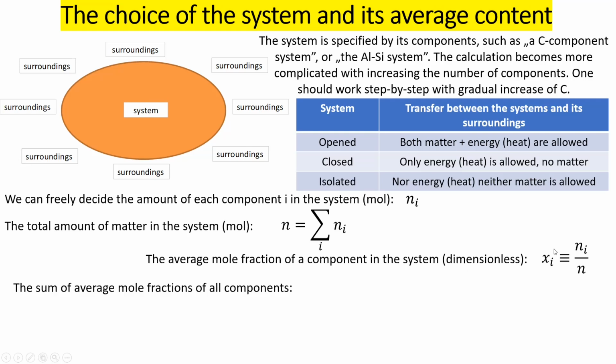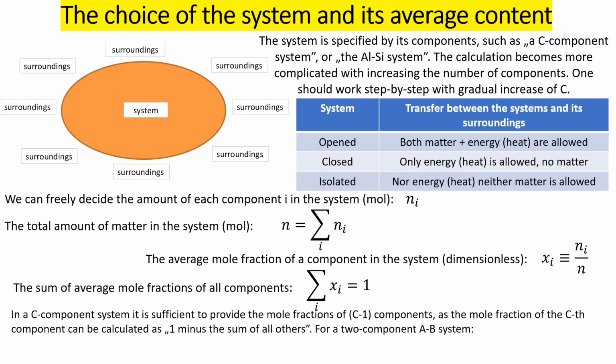And then, if you add all of the xi's in the system, then obviously you get 1. This is simply because if you are adding all parts of anything which is full or the whole, then you get 100%, which is 1 in fraction.